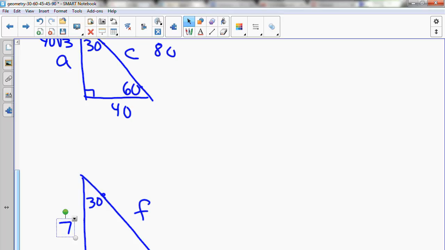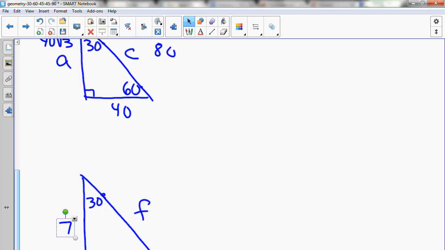So if I go backwards, then I would divide by square root of 3. So this one would be 7 divided by square root of 3. Now, you probably need to rationalize that. Okay, so can y'all rationalize that in your head? So 7 square root of 3 over 3.